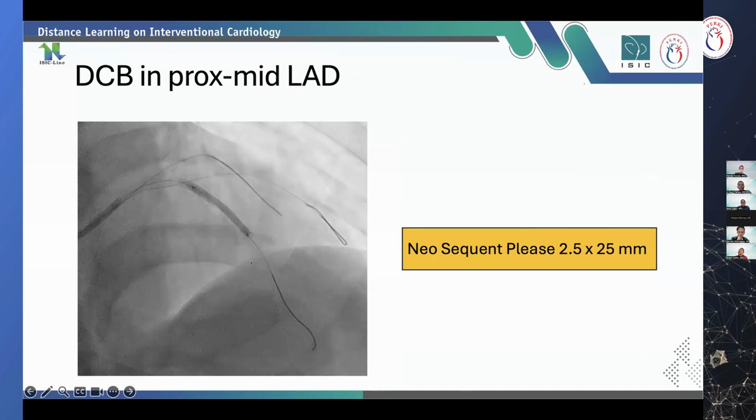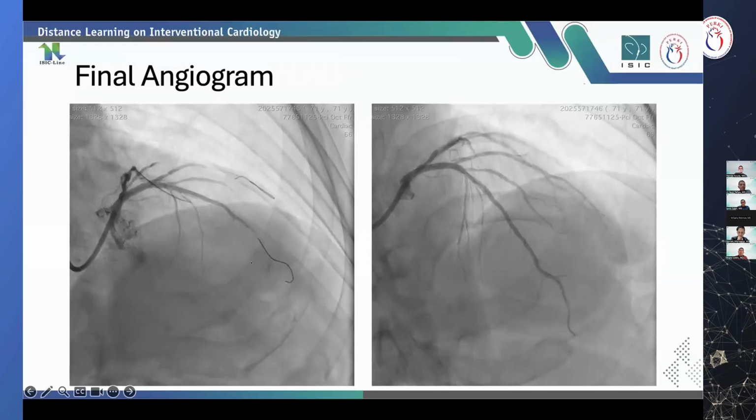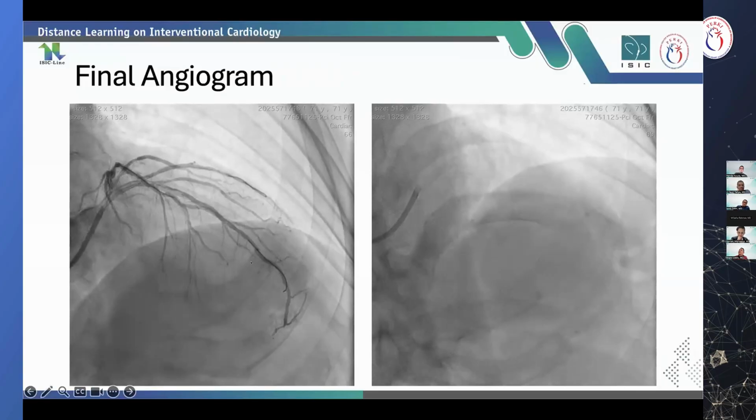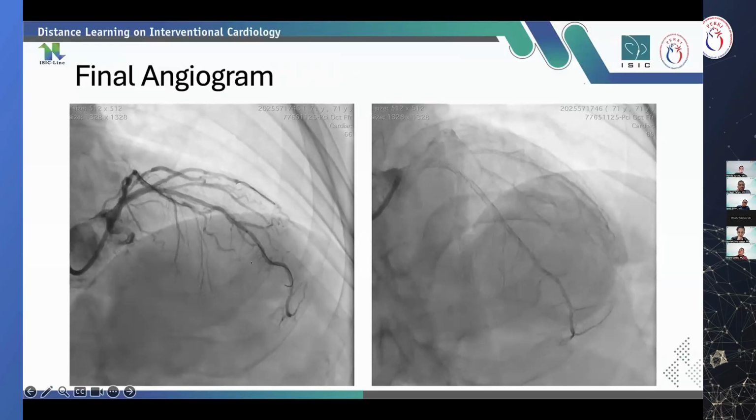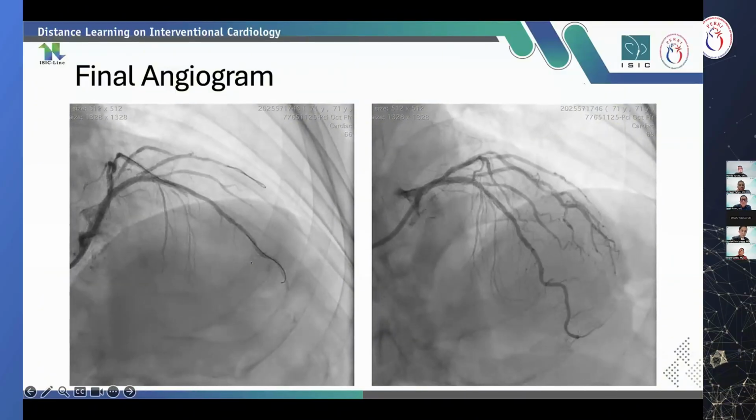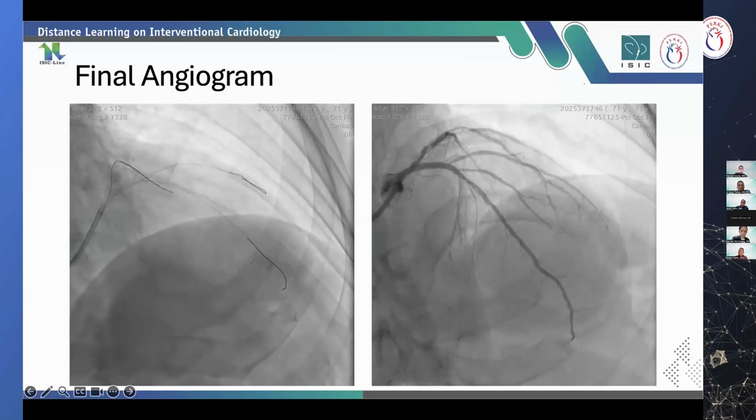So this is the final angiogram result showing TIMI 3 flow, although there is a clear non-flow limiting dissection in the mid LAD and also the diagonal branch. At least the diagonal branches are preserved, still there. Diagonal 1, diagonal 2 are still there. Therefore, we concluded the procedure at this stage, Dr. Fauzi.